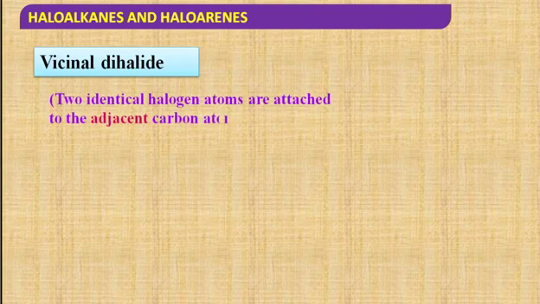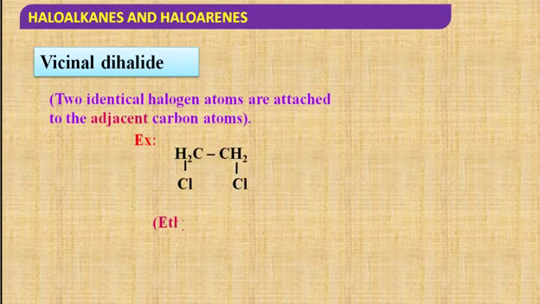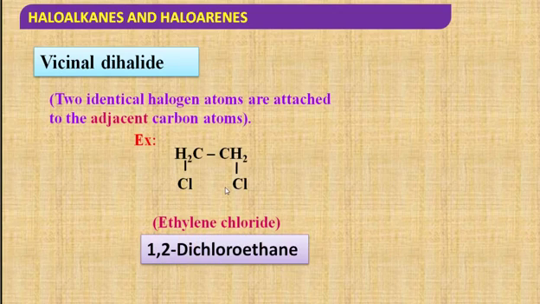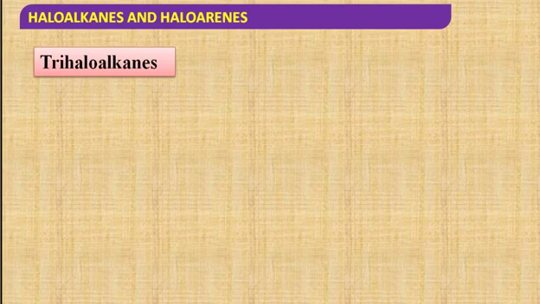In case of vicinal dihalide, two identical halogen atoms are attached to adjacent carbon atoms. For example, ethylene chloride. So here two chlorine atoms are present on adjacent carbon atoms. So its IUPAC name will be 1,2-dichloroethane. Thus, ethylidene dichloride is a geminal dihalide and ethylene chloride is a vicinal dihalide.